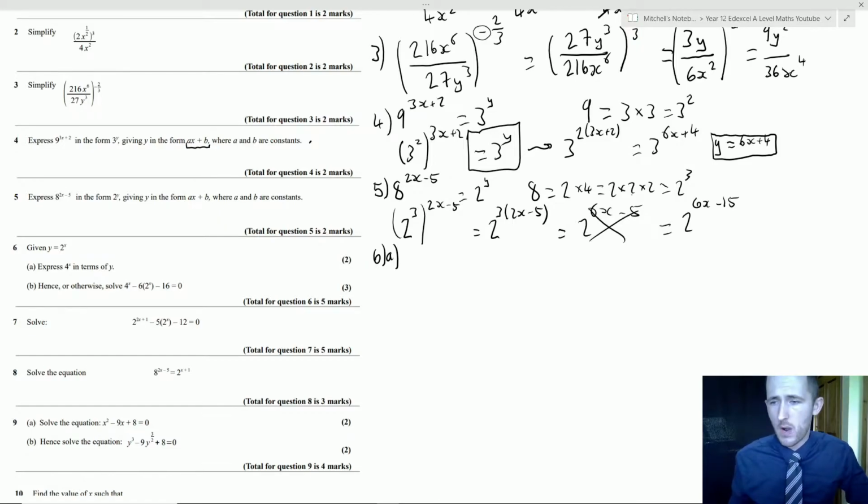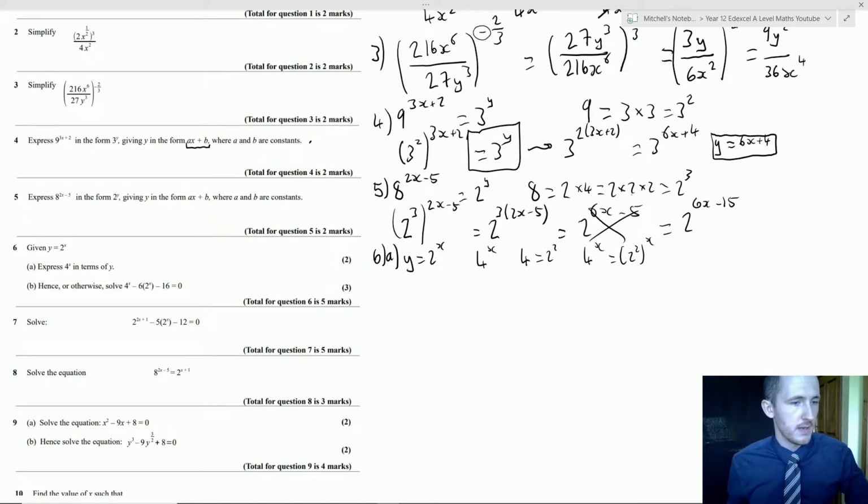We have that given that y is equal to 2 to the power of x. It says express 4 to the power of x in terms of y. Cool. So what I want to do is basically make 4 to the power of x look like 2 to the power of x. How can I do that? Good question. All I need to do is do the exact same thing. 4 is just equal to 2 squared. So that means 4 to the power of x is equal to 2 squared to the power of x.